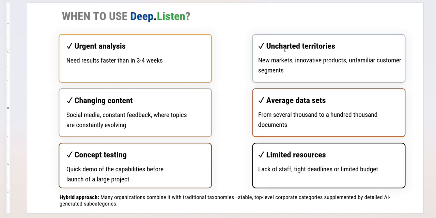You also can work in uncharted territories: new markets, innovative products, and unfamiliar customer segments. It can be useful in competitive intelligence projects. And it typically is helpful when you work with average size data sets, from several thousand records to 100,000 records. Beyond that, the system might be slowing down because the analysis with LLMs is still time consuming, and you also might be getting taxonomies that become overwhelming if you need to work with many millions of documents.